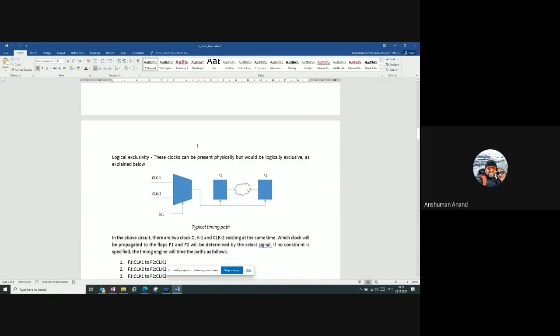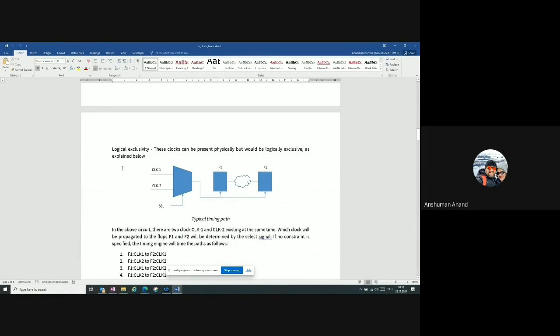And then there are some other clocks which are logically exclusive. It means that physically they exist. But now in this case, if you see here, there are two clocks which are physically present. But on this circuit, either one of them can go based upon the select signal.